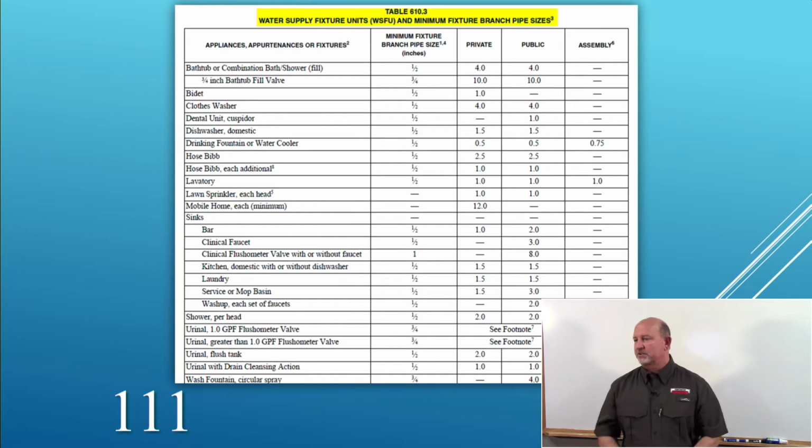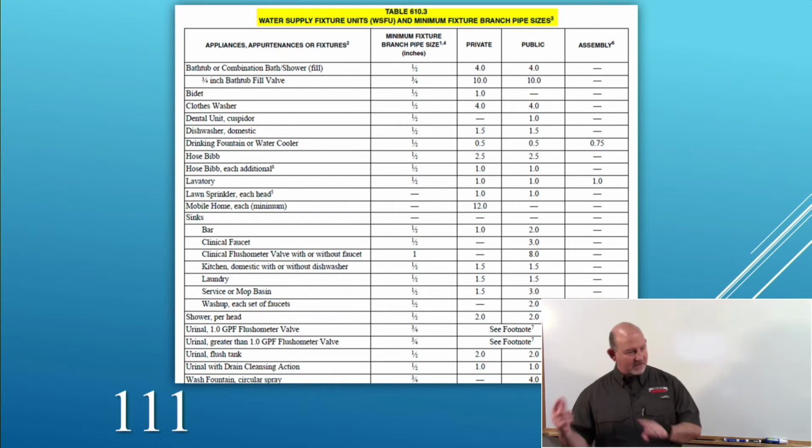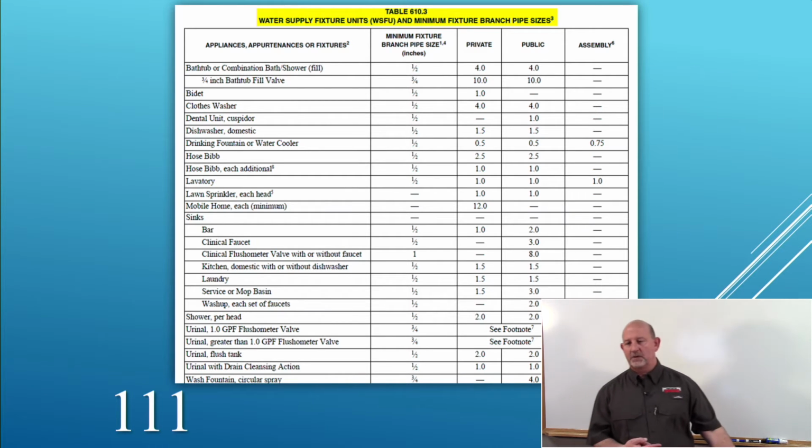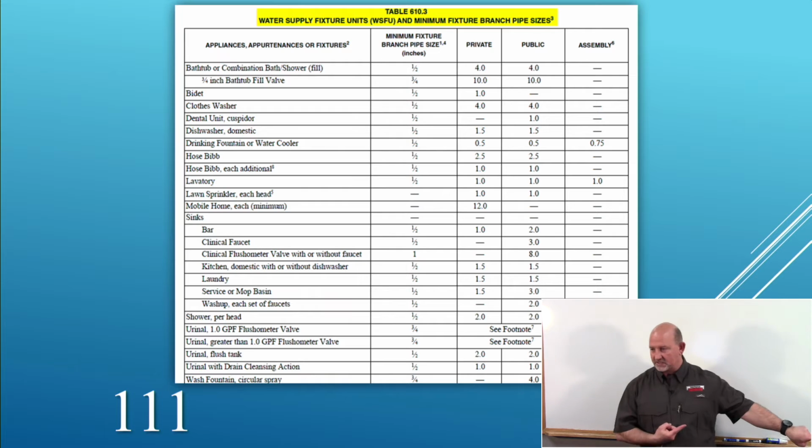What's the name of the table? To determine my water supply fixture units, right? So again, when I go down there and I find a urinal, 1.0 gallon per flush flushometer valve, it says, hey, you got a flushometer valve urinal, see footnote 7. Footnote 7 says go to 610.10, okay?